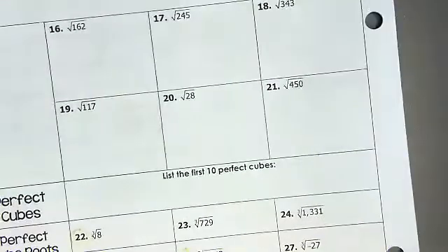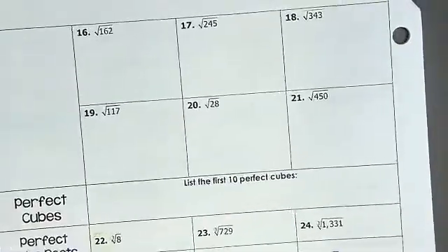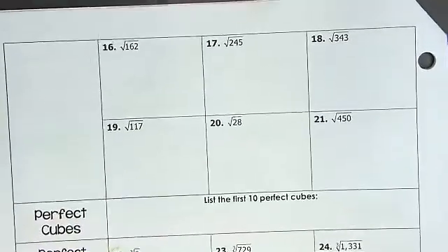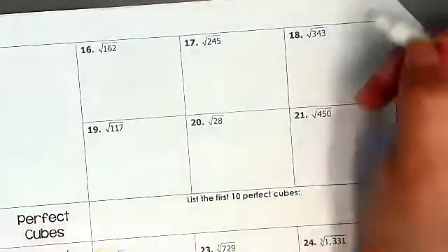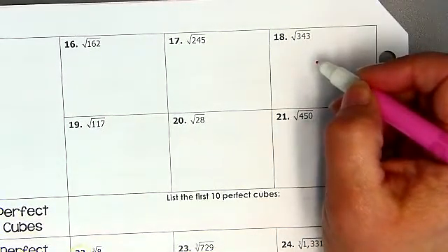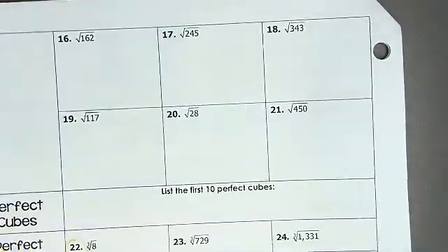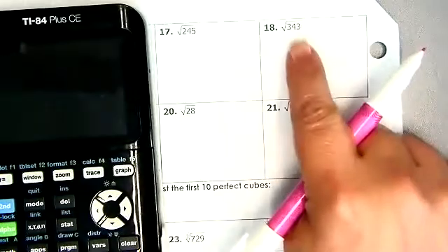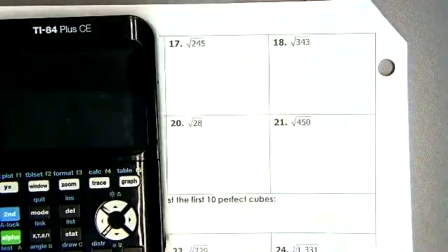Okay, let's look at 245 real quick. Now 343. If I'm looking at 343, I have no earthly idea, so I'm going to think, I want a perfect square. So I'm going to just start dividing.